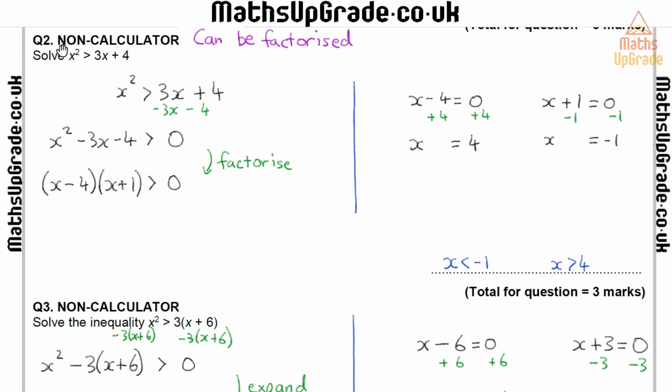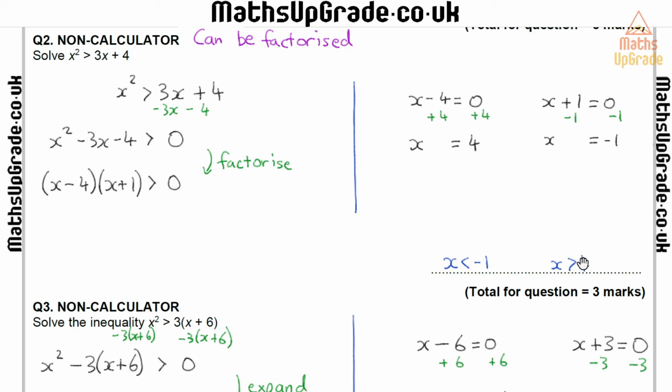For a value of 5, for example, 5 squared is 25, and 25 is greater than 3x plus 4, because 3x plus 4 would be 19. 3 times 5 plus 4 is 19. So 25 is greater than 19. So my value of x has got to be greater than 4, since 5 works.